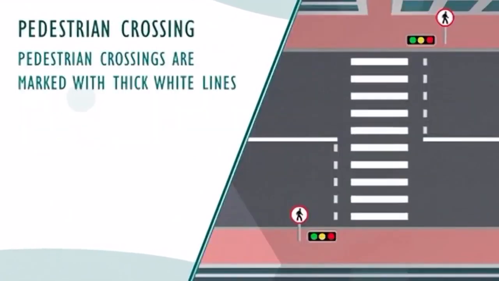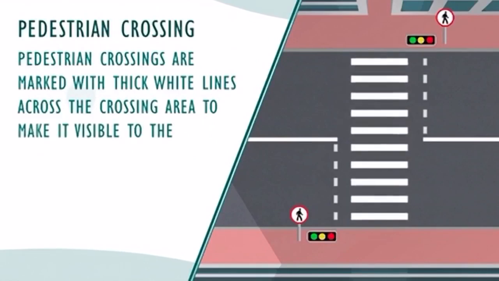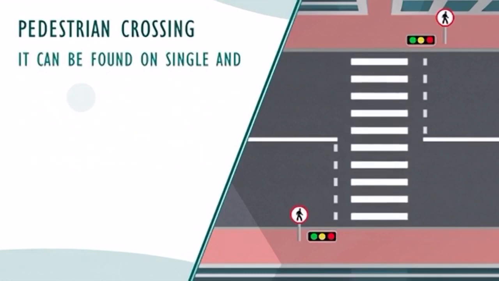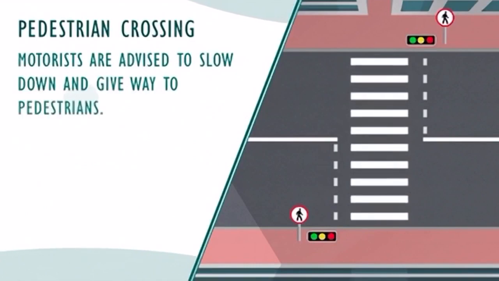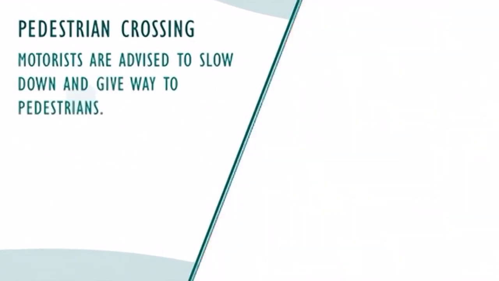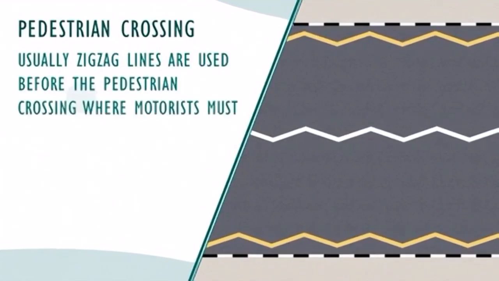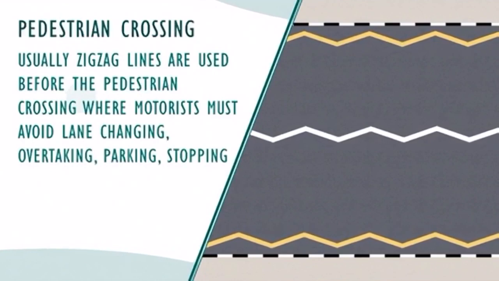Pedestrian crossings are marked with thick white lines across the crossing area to make it visible to the pedestrians and motorists. It can be found on single and dual carriageways. Motorists are advised to slow down and give way to pedestrians. Usually zigzag lines are used before the pedestrian crossing, where motorists must avoid lane changing, overtaking, parking, stopping or reversing.